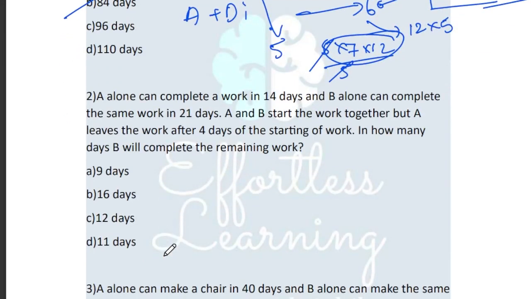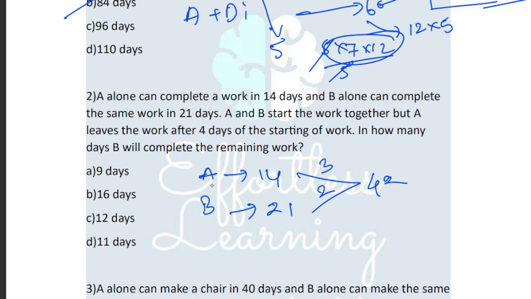Now next question. A alone can complete a work in 14 days. B alone can complete the same work in 21 days. A and B start the work together, but A leaves the work 4 days after starting. So in how many days will B complete the remaining work? All right. So here again, I'm going to assume the total work. A takes 14 days and B takes 21 days. So for the total work, I'm taking the LCM, that is 42. So the efficiency of A is 3 and the efficiency of B is 2, so combined their efficiency will be 5.